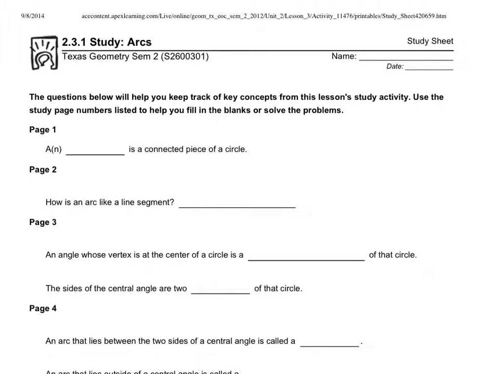All right, an arc is a connected piece of a circle. So if I have a circle and I have 2 points on the outside, the arc would be the distance between those 2 points here. That would be our arc.